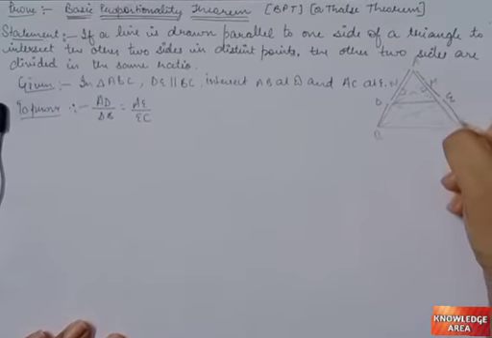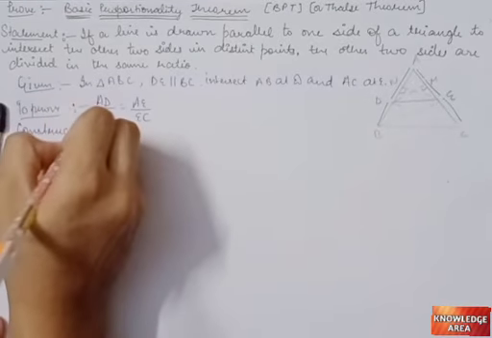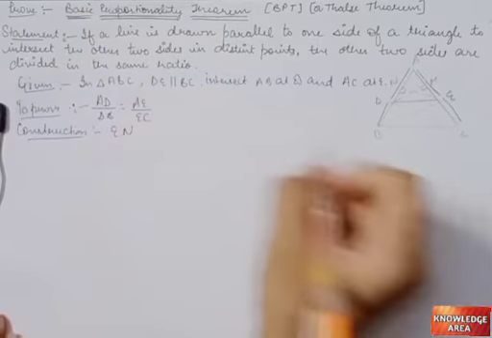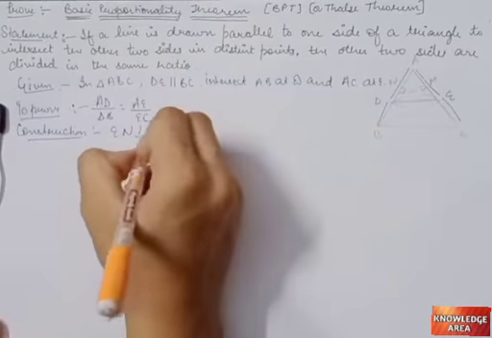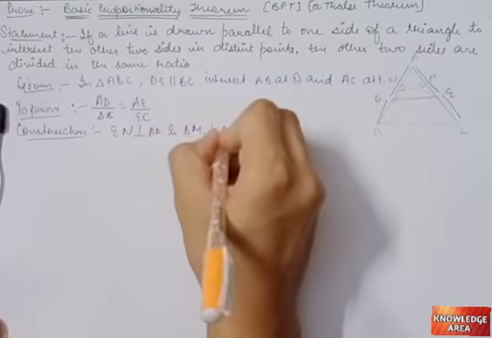So how can we prove? First we need to construct EN perpendicular to AD and DM perpendicular to AE. So let's prove.